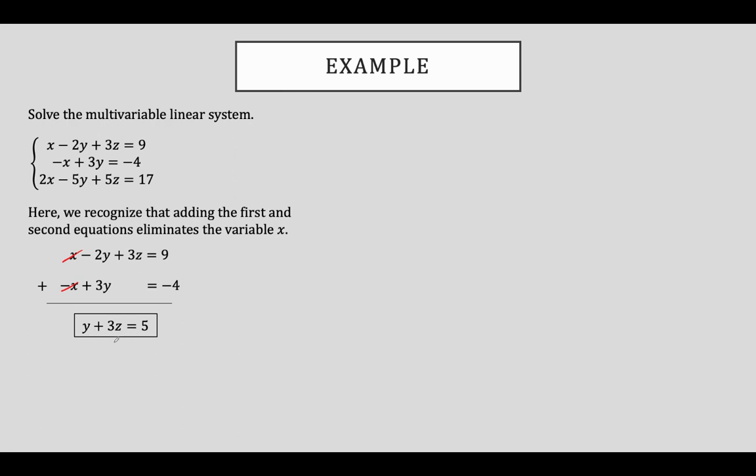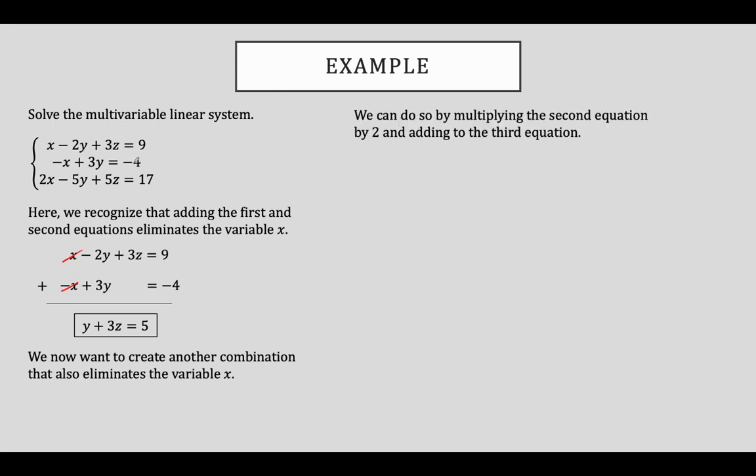Now I want to find another combination that also eliminates the variable x. In other words, create another equation that just has y's and z's. We do have some options here. Let's multiply the second equation by 2 and add it to the third equation. If I multiply the second equation by 2, that's going to give me negative 2x plus 6y is equal to negative 8. I can then add it to the third equation, 2x minus 5y plus 5z is equal to 17.